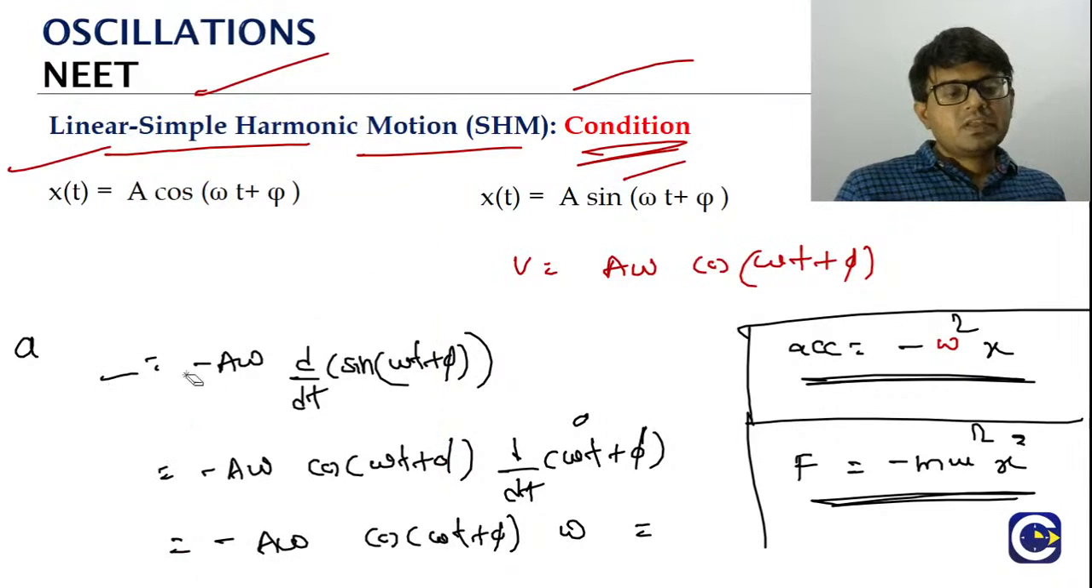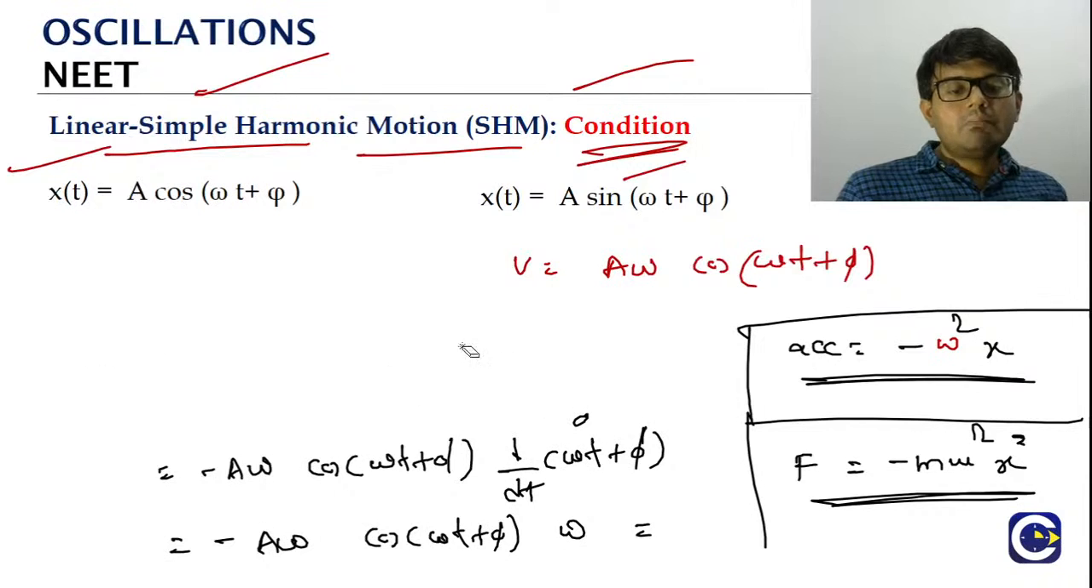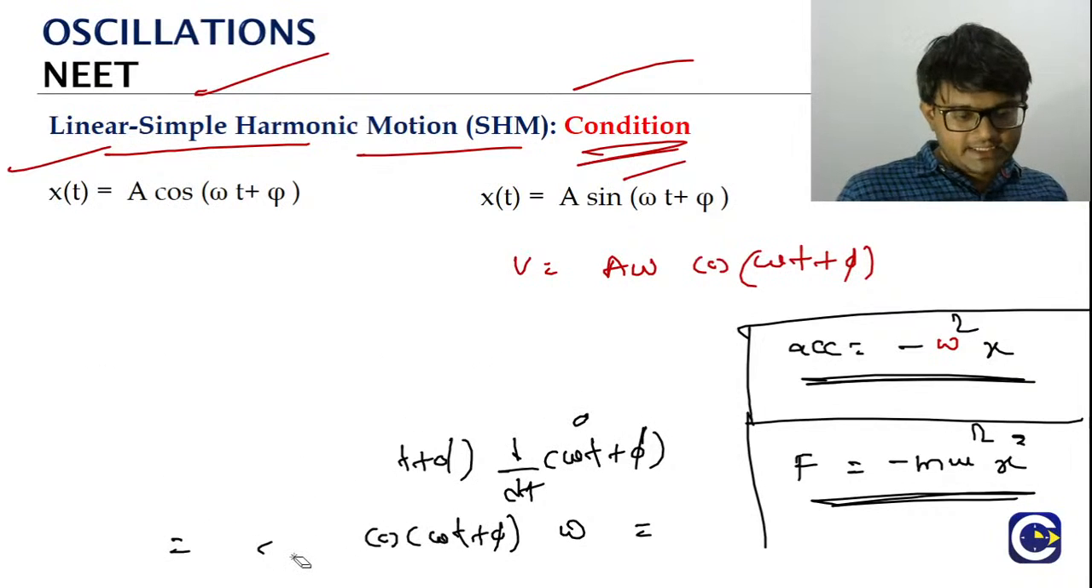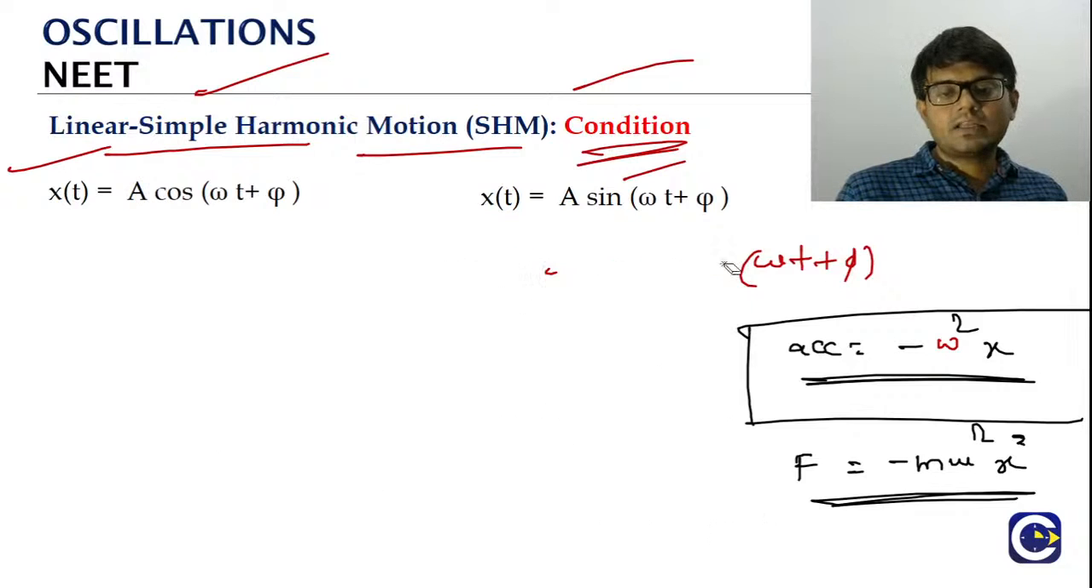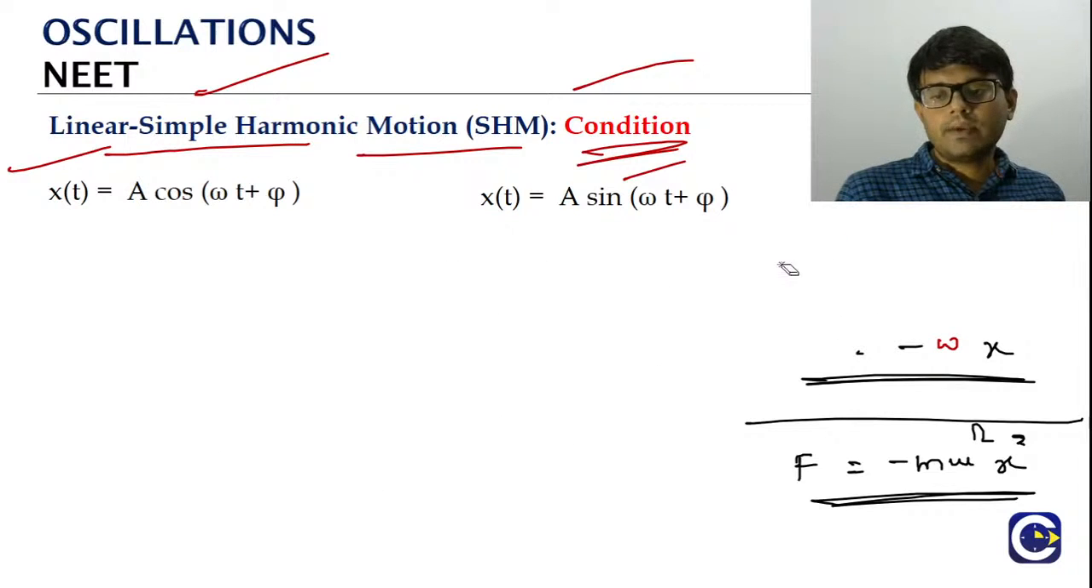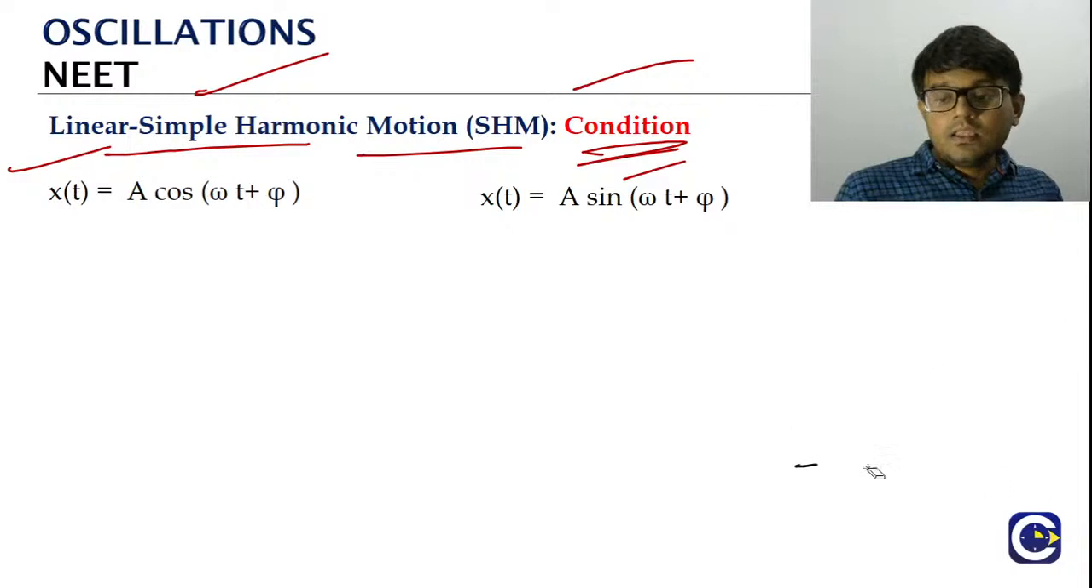What is it? A will be equal to what? Minus omega square into x. So this is how we'll have it. Always we should get the relation like what? A is equal to minus omega square into x. From this, do you know another point?